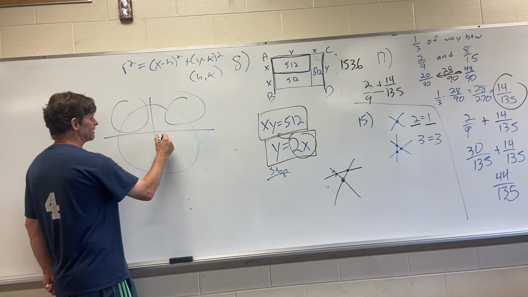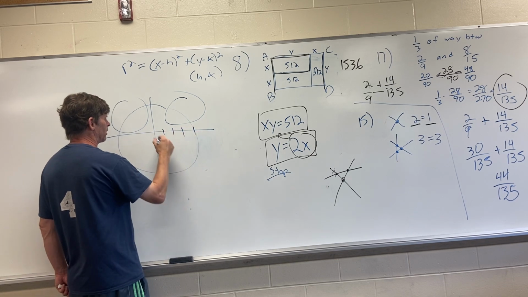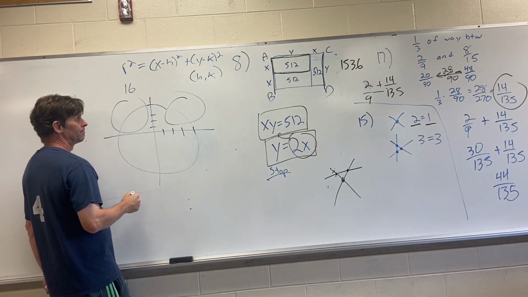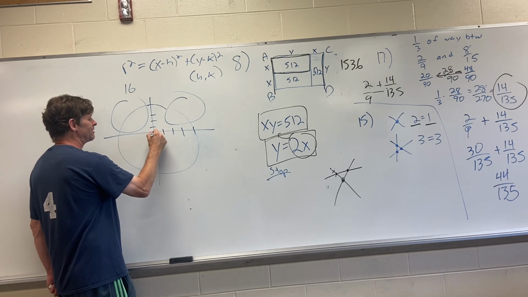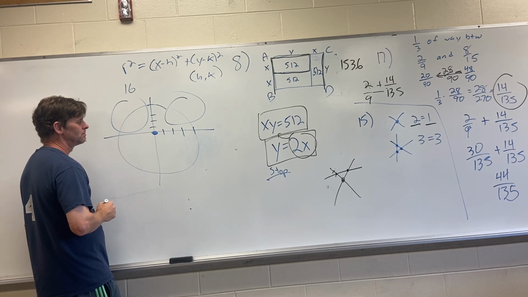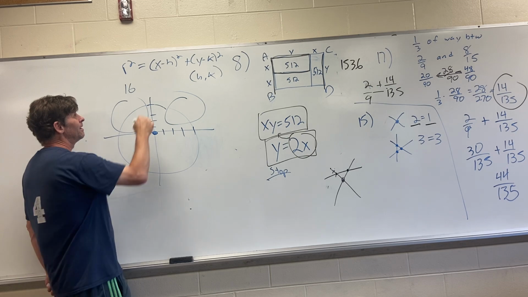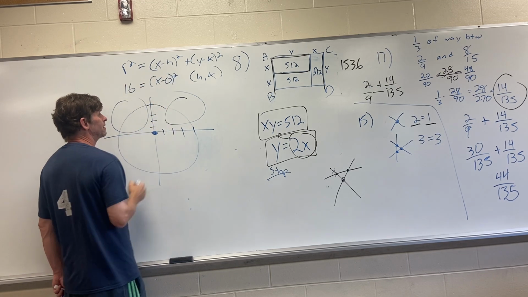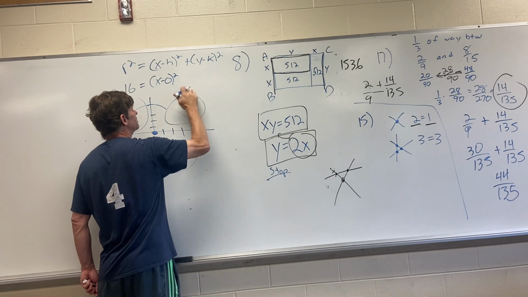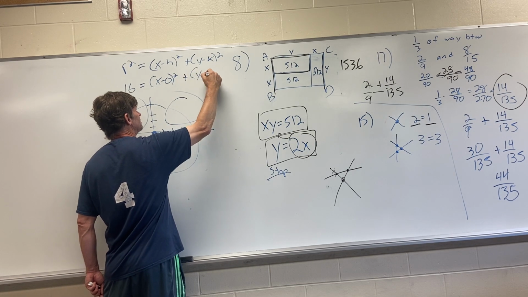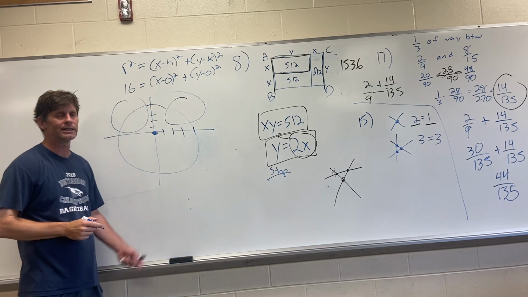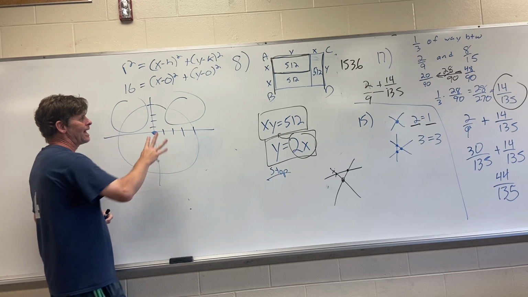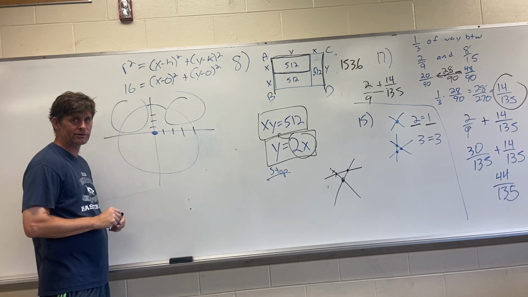So if I want a radius of 1, 2, 3, 4, 1, 2, 3, 4, right? I'm going to write 16. If I want my center in the middle, then it would be x minus 0 squared plus y minus 0 squared. Now you don't really need the zeros because x minus 0 is just x. But that might help you figure out how to do the ears.